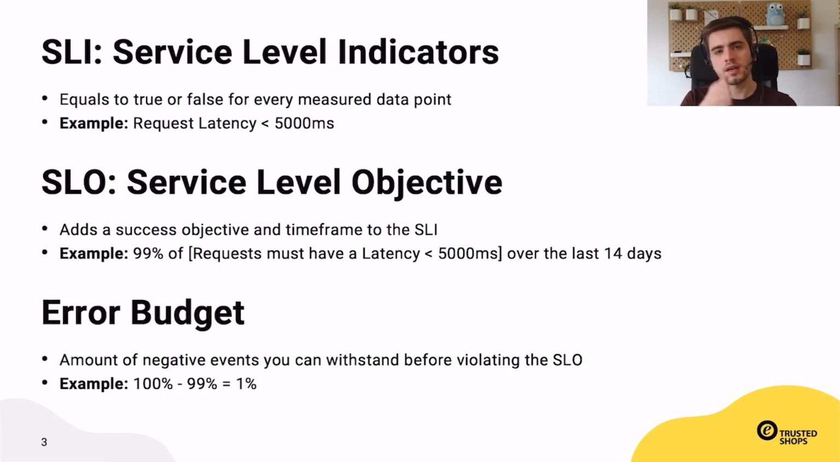So instead of looking at every individual data point, we can now look at the total number of data points we got in the last 14 days and say for 99% of them, the condition of request latency less than 5 seconds must succeed. And as you can see, 99%, there's still a gap up to 100%. Aiming for 100% reliability is unrealistic. No one can guarantee that a system will always run at 100%. There are too many factors you can't influence.